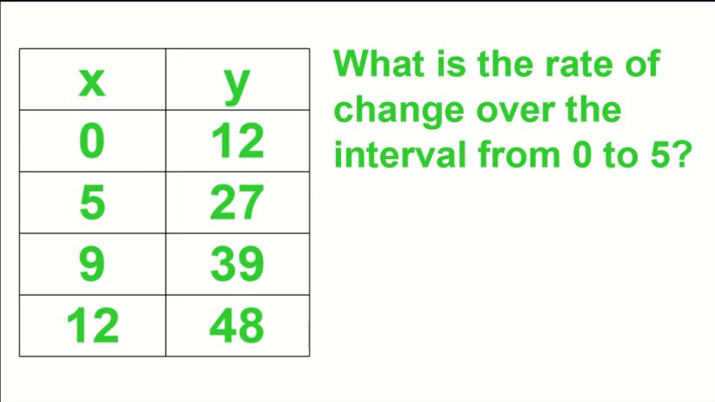What are we looking for? What do we need to find? Slope. Yeah. If you see rate, rate's a slope word. Each, every, per, or rate are slope words. So we're looking for the slope from 0 to 5. So find slope from 0 to 5.